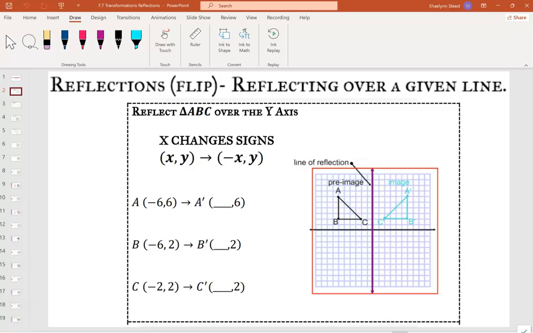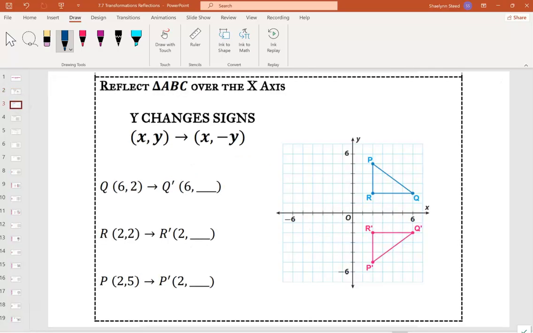So if we look here, our A goes from negative 6, 6 when we fold across the y-axis. So this is 6 long. We want to be 6 away on the other side. Becomes positive 6, 6. B, the same idea. Negative 6 becomes positive 6. And then C, same thing, but negative 2 is going to become positive 2 because our x values are reflecting over that y-axis. Okay? The rule means change the sign on x. Leave y alone.